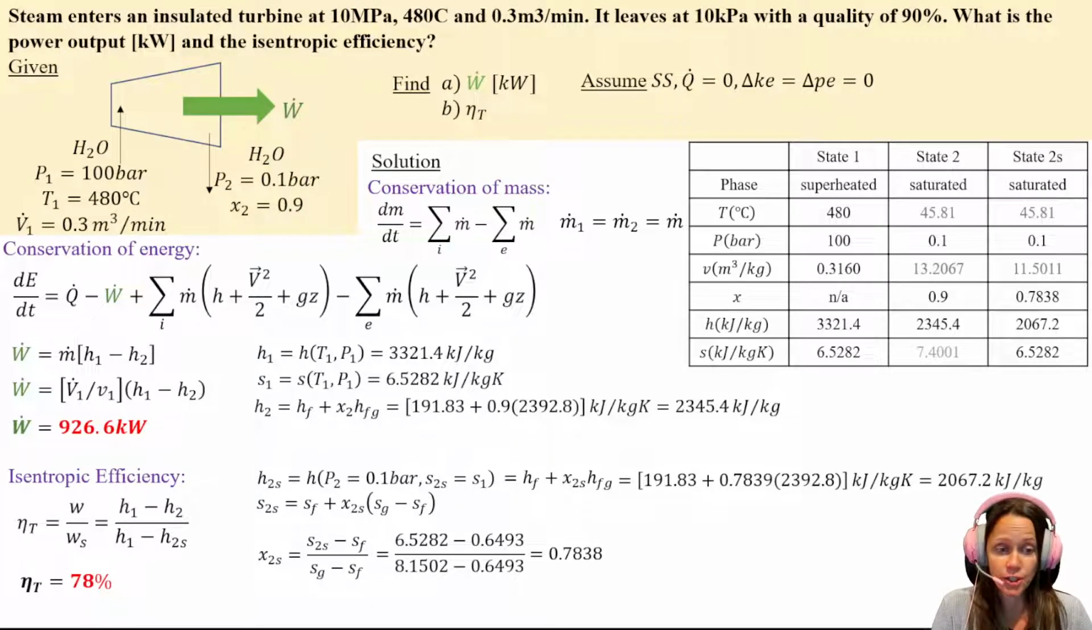And it's just plug and chug, and I get an isentropic efficiency of 78%. So if you calculate an isentropic efficiency above 100%, you probably know you did something funky somewhere. So yeah, probably need to check that out.